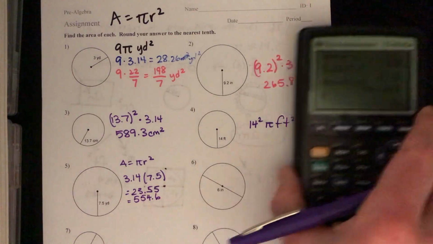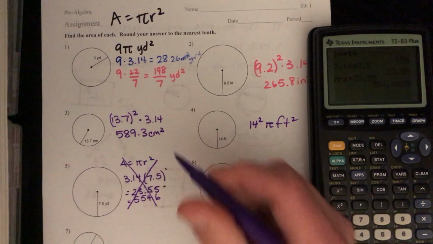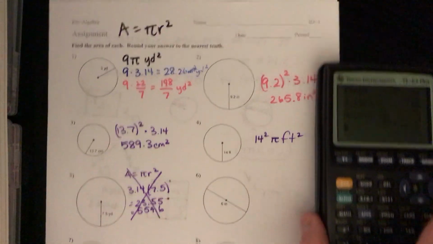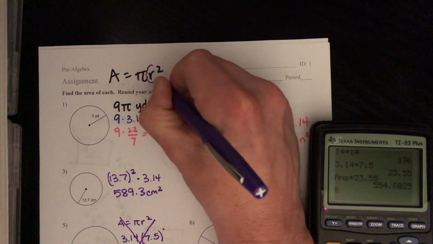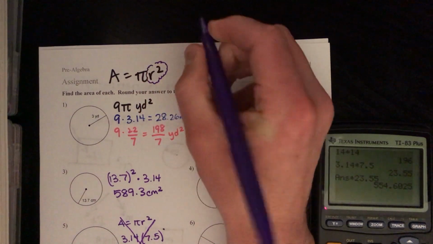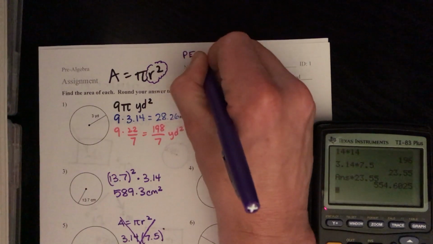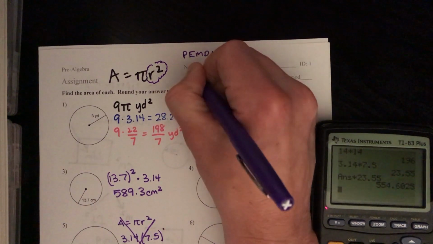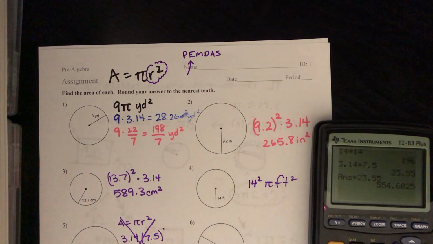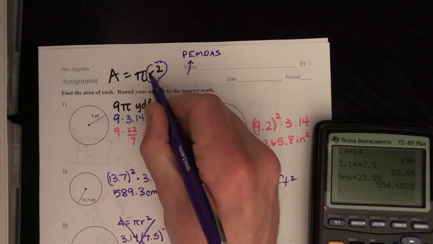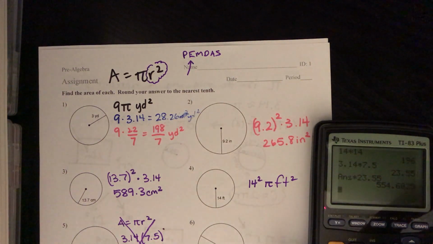That would be the incorrect way to do this. And the reason for that is in the formula. Let's look at it up here. The r squared, squaring a number, that's an exponent. And when you think about the order of operations, PEMDAS, this right here means exponents, and that has to come before multiplication when you're calculating anything out. So you should be squaring the radius first, not multiplying by pi first. That's the most common mistake.